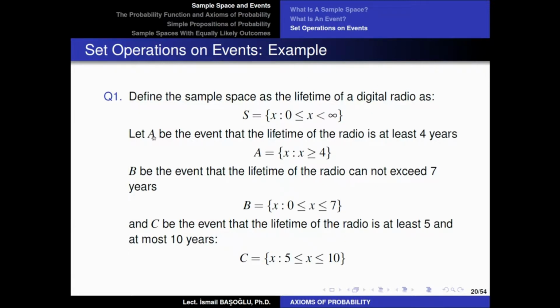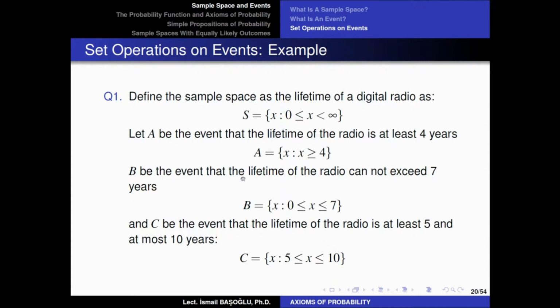Now we are going to define three events. A is the event that the lifetime of the radio is at least 4 years. So how can you define event A? As a ray starting from 4 and going until infinity. So all the real values which are greater than or equal to 4 form the event A as a subset of the sample space, because the lifetime of the radio is to be at least 4 years in event A.